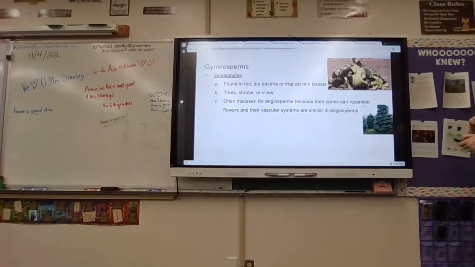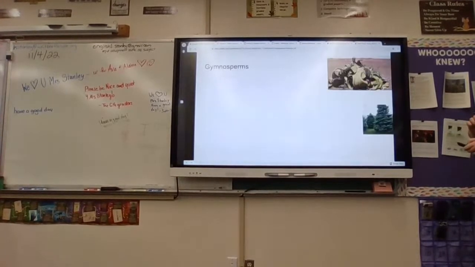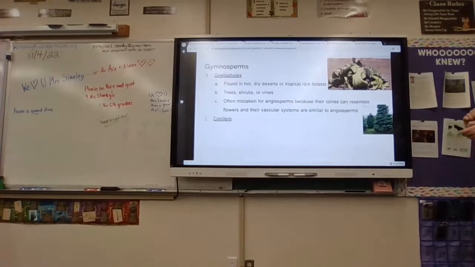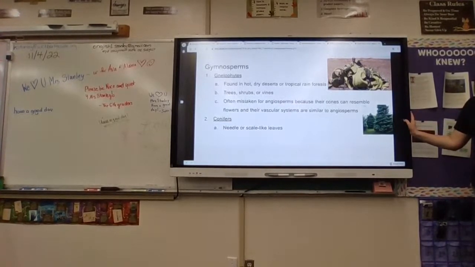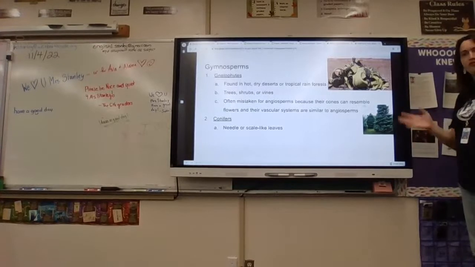Next, on the gymnosperms, we have conifers. Wait a minute, just a second. Did I mess up? I messed up my numbering. This is number 4. Conifers. Those are what you might call evergreens. This is a variety of pine, spruce, and fir trees.